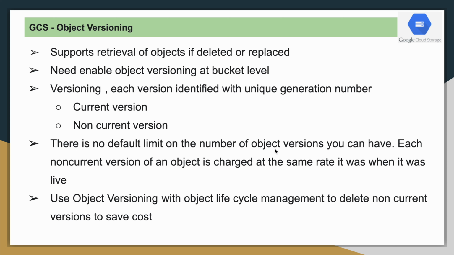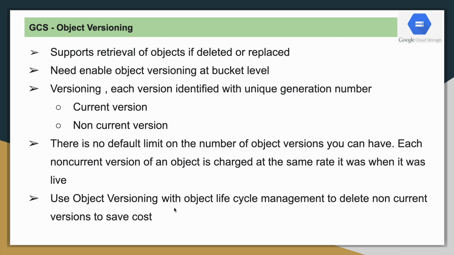It's up to you, but it is always recommended to keep a limited number of non-current versions in your bucket, because whenever you store a non-current version inside the bucket, the cost to store that object is the same as for your current version. Based on your requirement, you can specify or limit the number of non-current versions to be maintained by that Google Cloud Storage bucket.